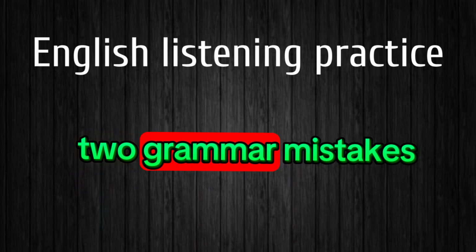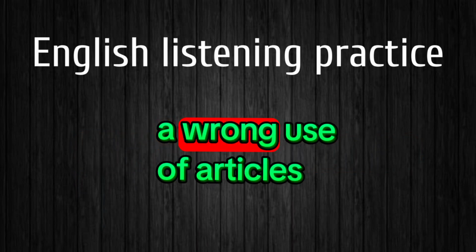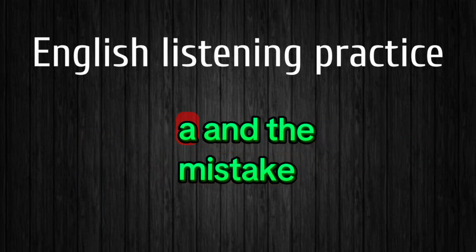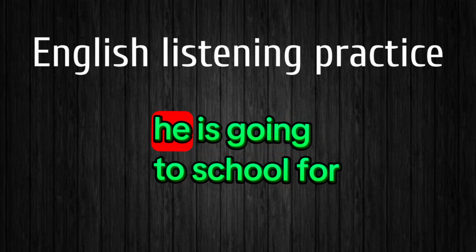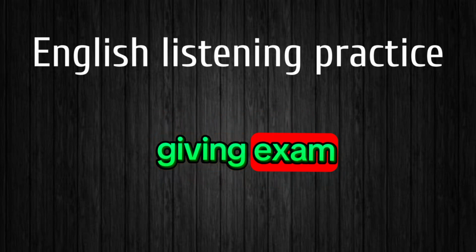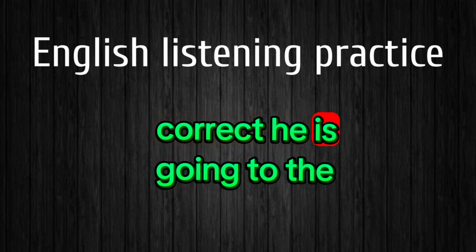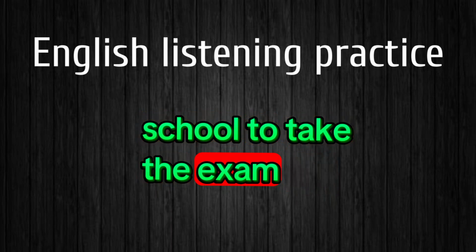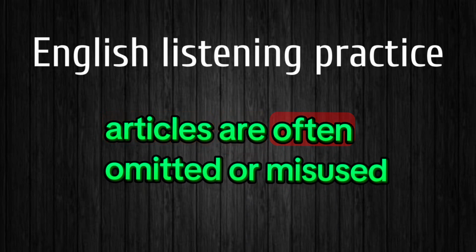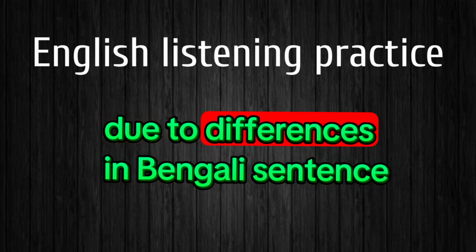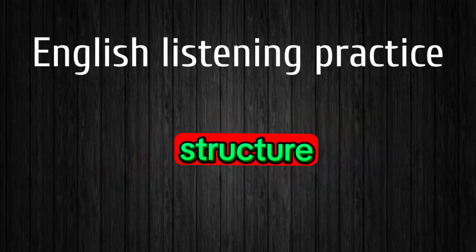2. Grammar mistakes. A. Wrong use of articles: a, an, the. Mistake: He is going to school for giving exam. Correct: He is going to the school to take the exam. Articles are often omitted or misused due to differences in Bengali sentence structure.